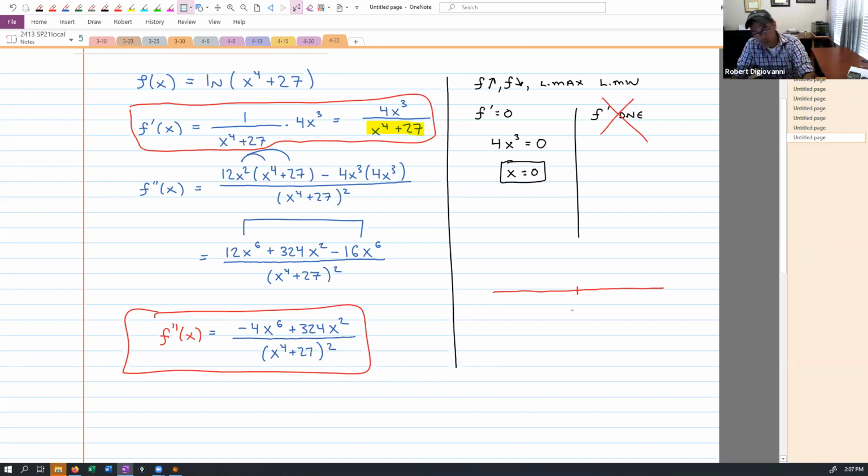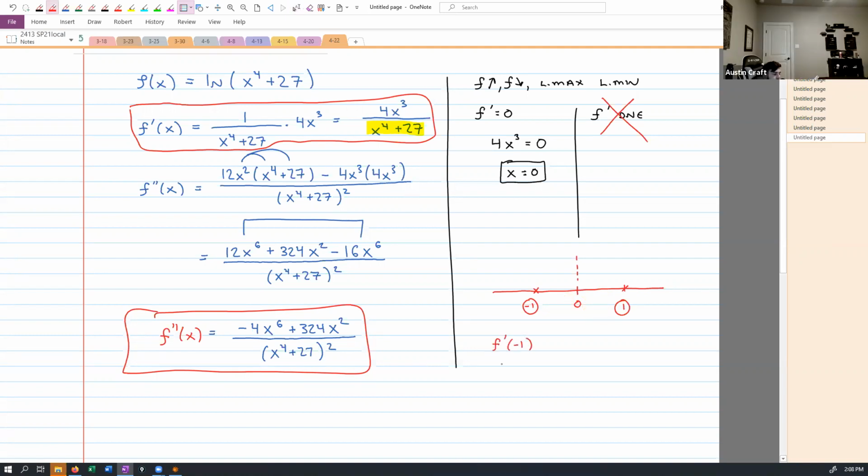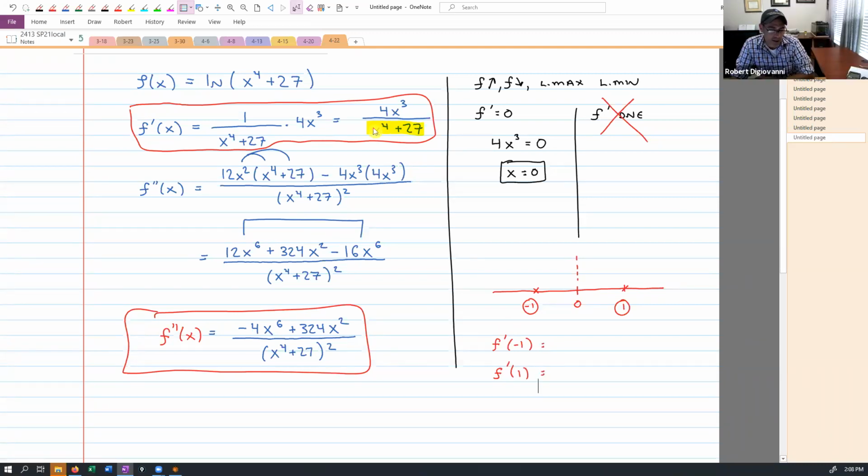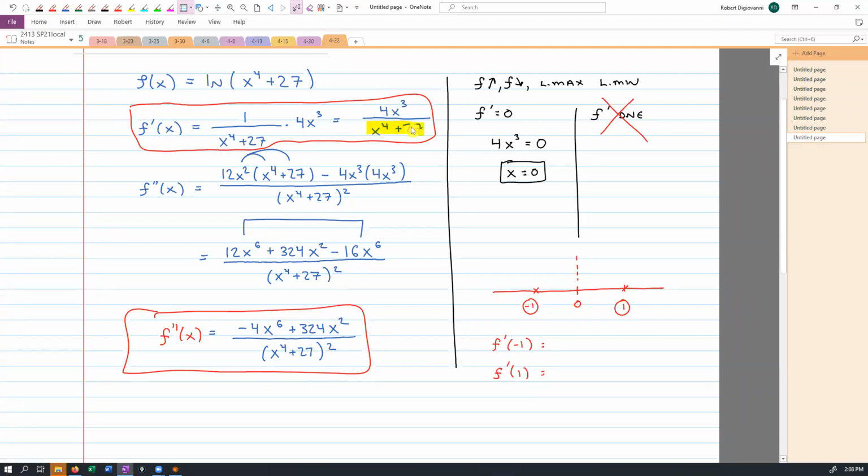So now we have critical number 0. Pick a point, -1, 1. Plug these into the first derivative. So when I plug in -1, I get a negative, because I cube a -1, I get -1. So -4 on top. And then what can everyone tell me about the bottom, no matter what? It's always going to be positive. Always positive, right? So I get negative when I do that.